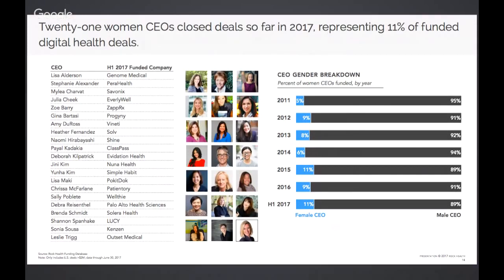One data point that didn't take off this half, unfortunately, was the percentage of female CEOs of companies that were funded. Those that were funded, we listed them all on the left and put their pictures. So there were 21 of them. But as you can see on the right, only 11% of funded companies had a woman CEO, which is pretty in line with what we've seen in the past. Unfortunately, you can see not a ton of improvement in this number over the 5 years that we've been tracking it. We will definitely be digging into this more.